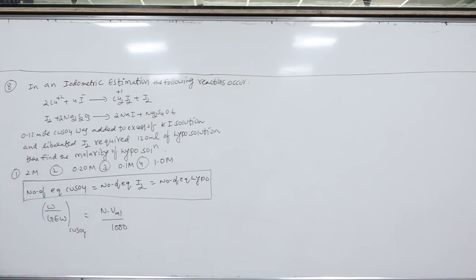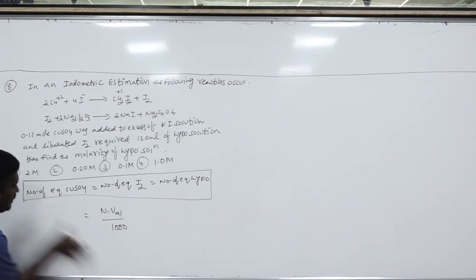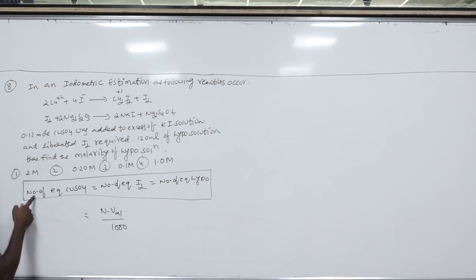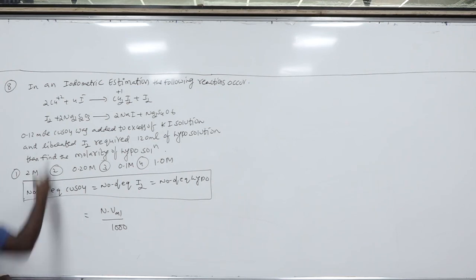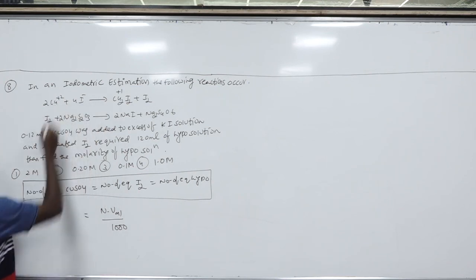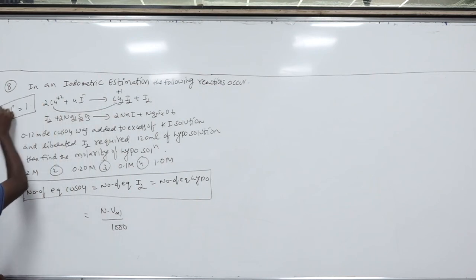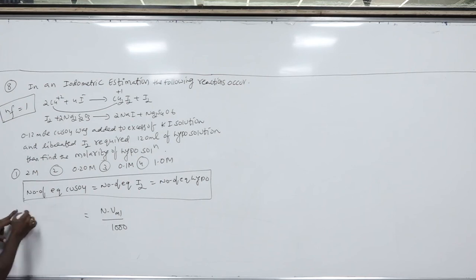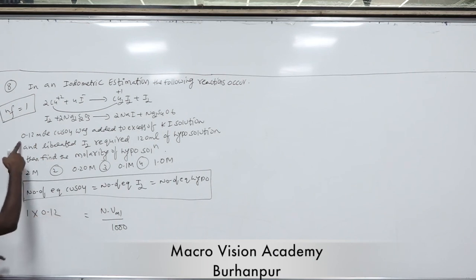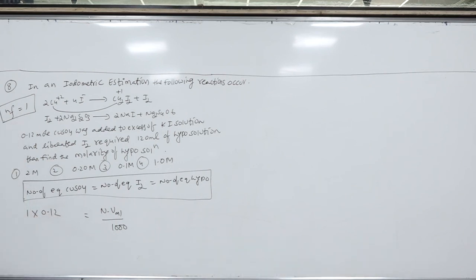Now this is the number of equivalents. The number of moles is already given to you. So simply we can write n factor into number of moles. What is the n factor here? Cu2+ is reduced to Cu+, so the n factor is equal to 1. So the number of equivalents is equal to the number of moles, that is 0.12, multiplied by the n factor. Are you getting my point? So this is the number of equivalents of copper sulfate.